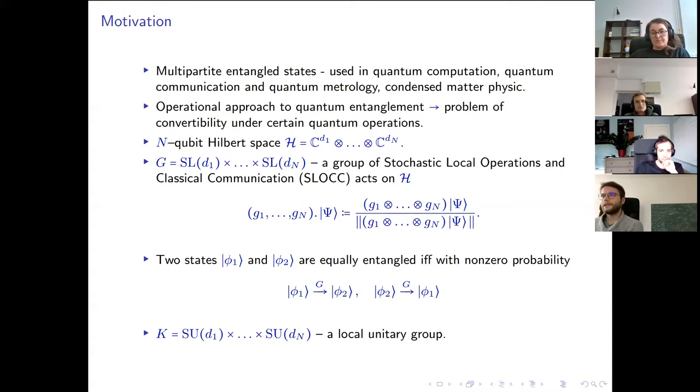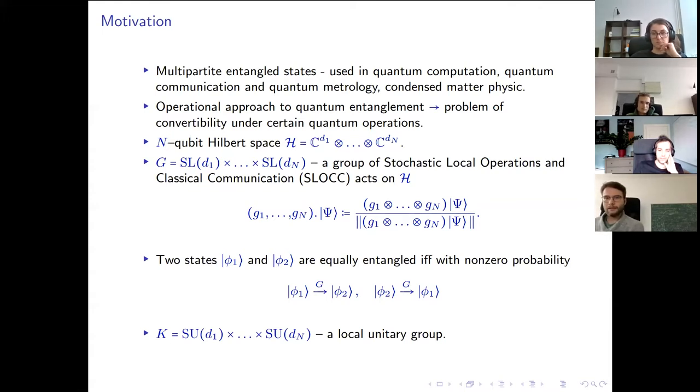An example of such interesting operations are stochastic local operations with classical communication, which act on our Hilbert space naturally via this formula. So this operational approach can be used in such a way that we can say that two states are equally entangled in some sense if and only if, with non-zero probability, they can be converted one to another using these operations from G.